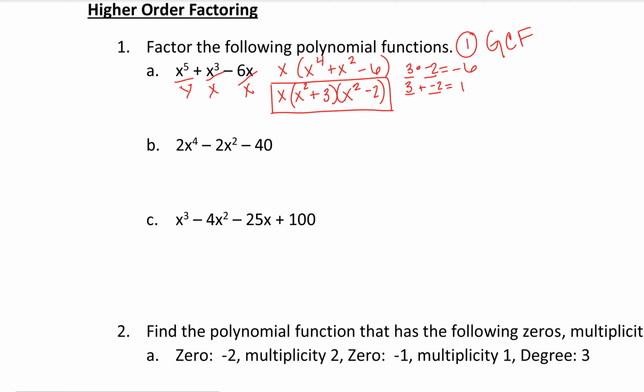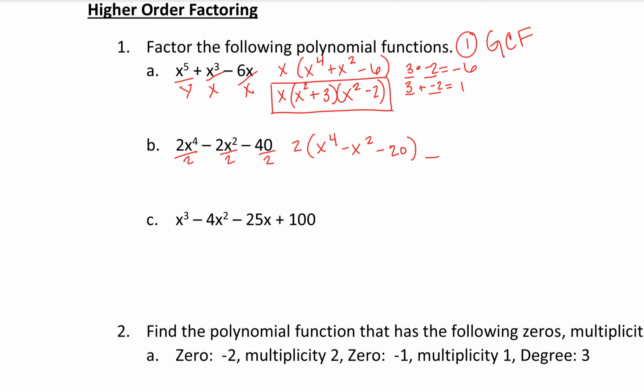All right, looking at B. Again, the first thing that I always look for is a GCF. So looking at it, I have a 2, 2, and a 40, so I know I'm going to pull a 2 out. So I'm left with an x to the fourth minus x squared minus 20.